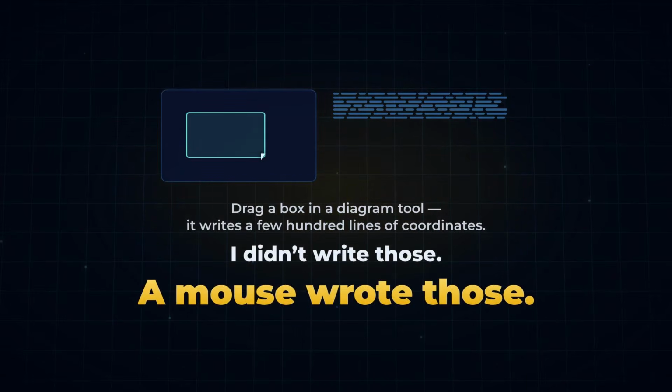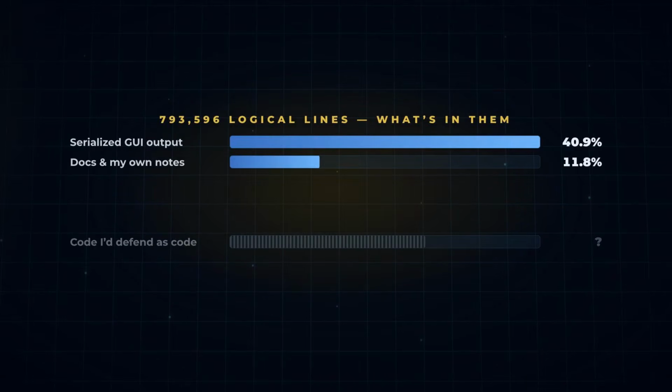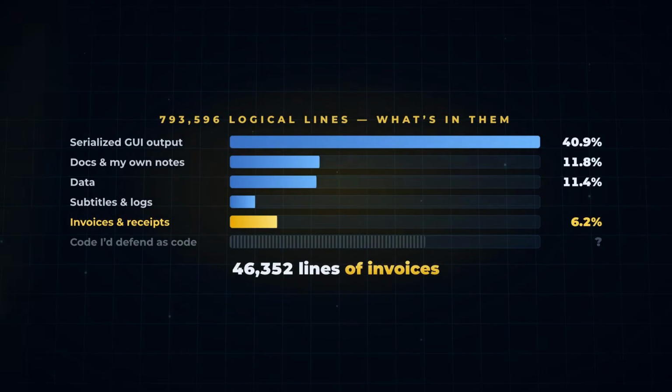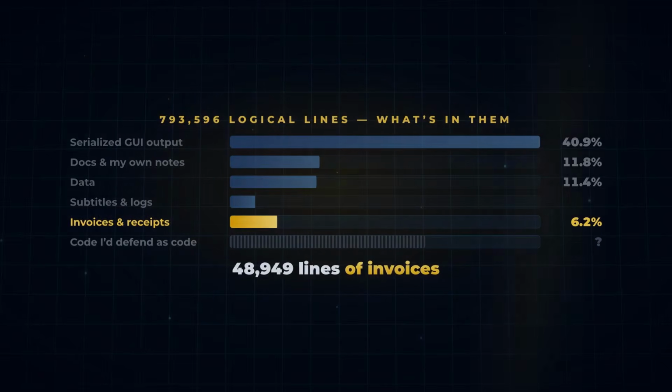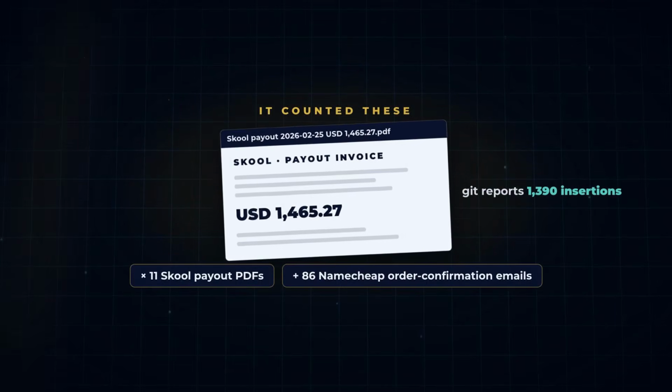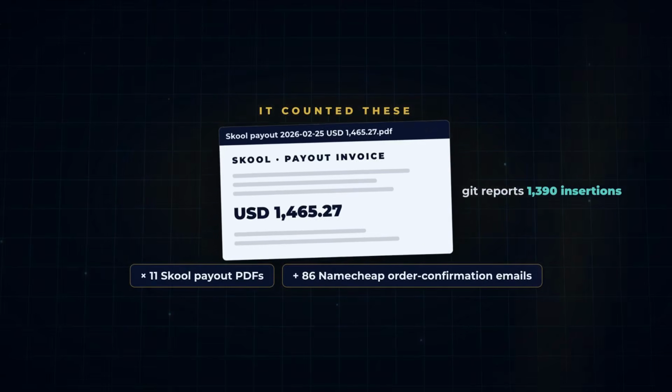A mouse wrote those. 12% is my own notes. 11% is data. 3% is subtitles and logs, and 6%, 48,000 lines, is invoices. It counted 11 school payout PDFs and 86 Namecheap order confirmation emails as source code.